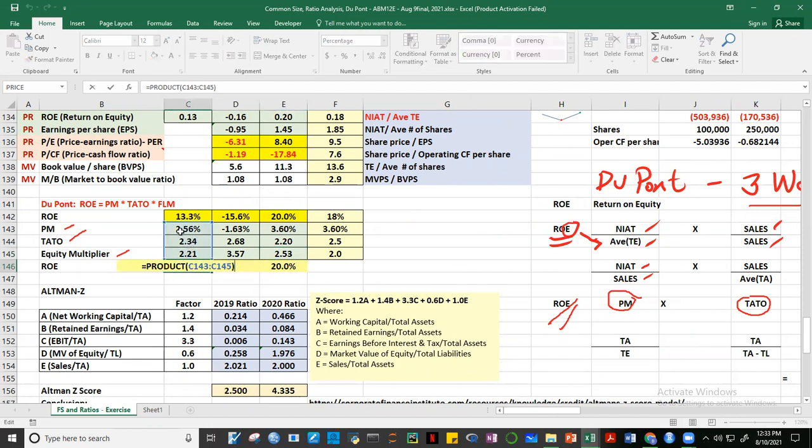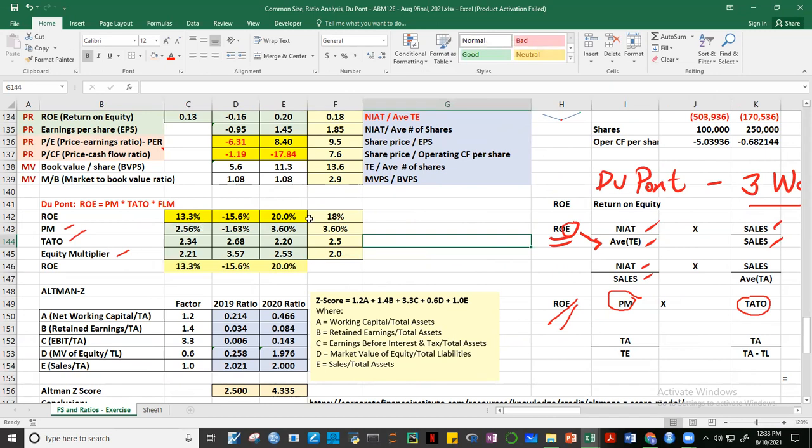Minultiply ko lang to guys, product ng PM, TATO, at saka equity multiplier, and I get this one, 13.33. So I'm getting the same ROE. So ang sinasabi natin dito, yung ROE na to can be computed in terms of profit margin, TATO, and equity multiplier. So it decomposed ROE, no? So the higher this 3R, the better your ROE. So sinasabi lang natin dito, tingnan yung profit margin, tingnan yung TATO, tingnan yung equity multiplier instead of just taking a look at ROE. Okay?